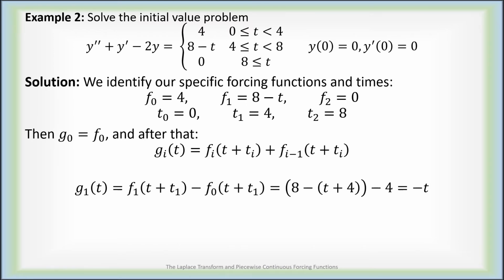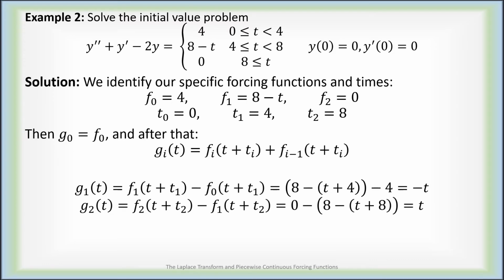Now f1 was 8 minus t. So since t1 is 4, f1 is 8 minus t plus 4, then I subtract f naught of t plus t1, but f naught is just the constant 4, so t doesn't really matter. So overall, we get 8 minus t plus 4 minus 4, which actually reduces to a nice simple minus t. Then g2 is f2 of t plus t2 minus f1 of t plus t2. f2 is just 0. f1, as already discussed, is 8 minus t, but now we have t plus 8 here. So I have 0 minus 8 minus t plus 8. The 8's cancel, and this is just t.